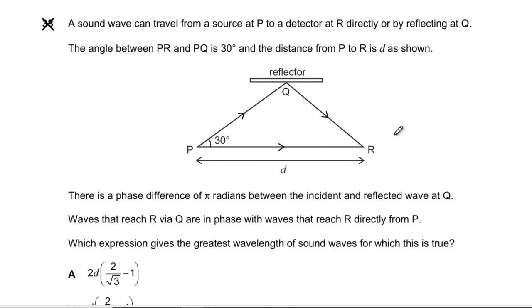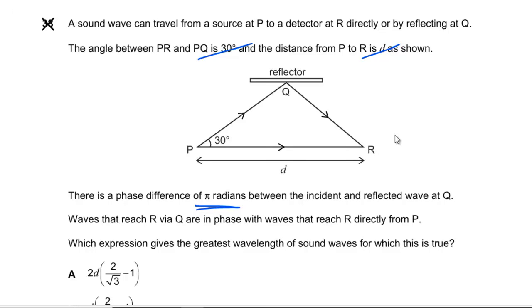A sound wave can travel from a source at P to a detector at R directly or by reflecting at Q. The angle between PR and PQ is 30 degrees. The distance from P to R is D. Okay, so that's all the picture. There's a phase difference of pi between the incident and reflected wave at Q. Okay, so that's important information. Waves that reach R via Q are in phase with waves that reach R directly from P. Which expression gives the greatest wavelength of sound waves for which this is true?